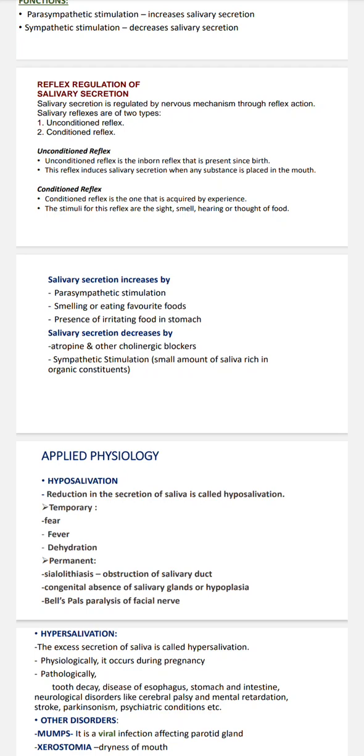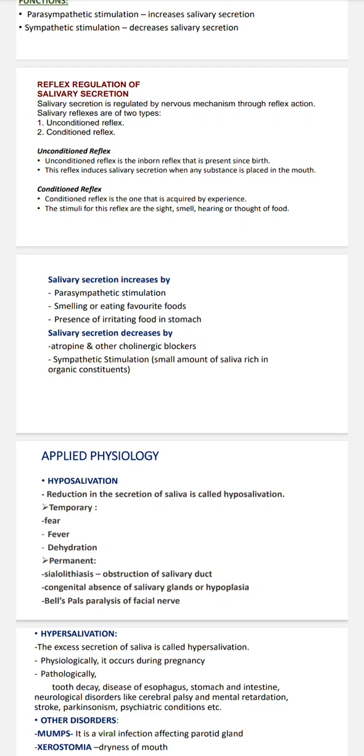The salivary reflexes are of two types. One is unconditioned reflex, the second one is conditioned reflex. The unconditioned reflex is the inborn reflex that is present since birth. This induces salivary secretion when any substance is placed inside the mouth. But the conditioned reflex is the one that is acquired by experience. The stimuli for the reflex are the sight, smell, hearing, or even thinking about some delicious food, which may increase the secretion. So this is known as conditioned reflex.